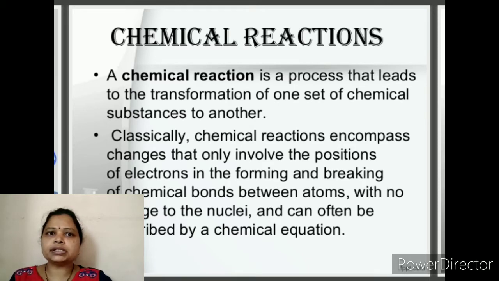Chemical reactions encompass changes that only involve the position of the electrons in the forming and breaking of the chemical bonds between atoms, with no change to the nuclei, and can often be described by chemical equations.